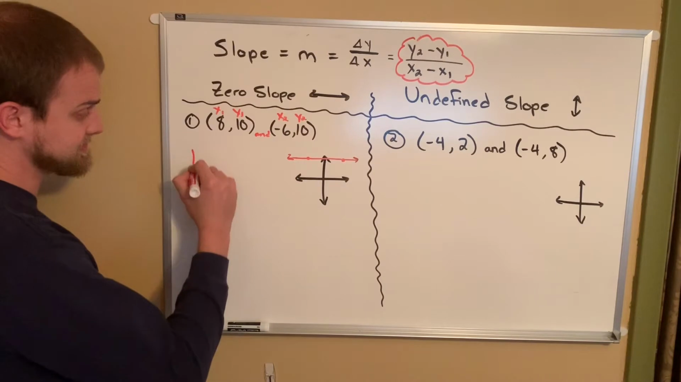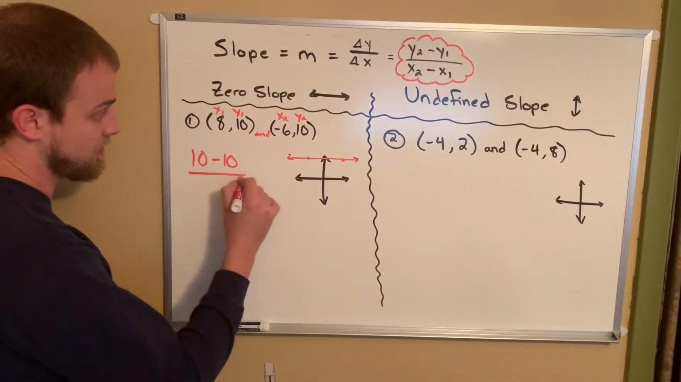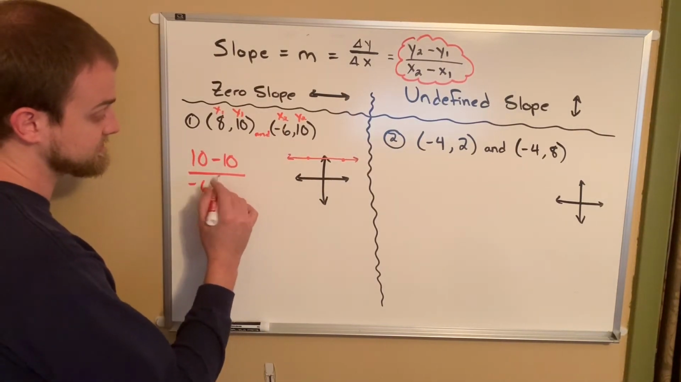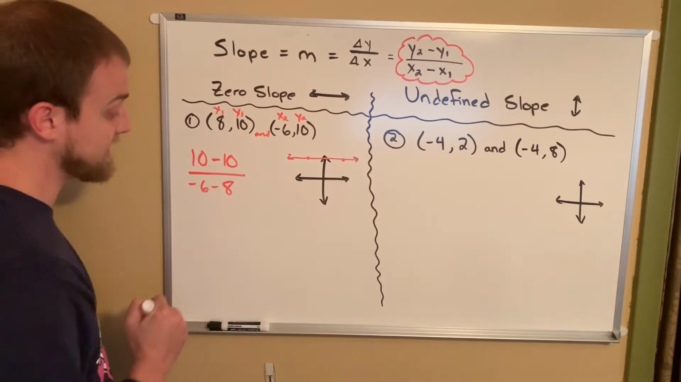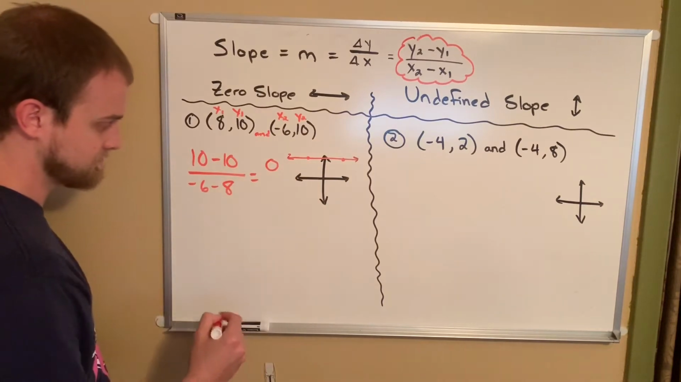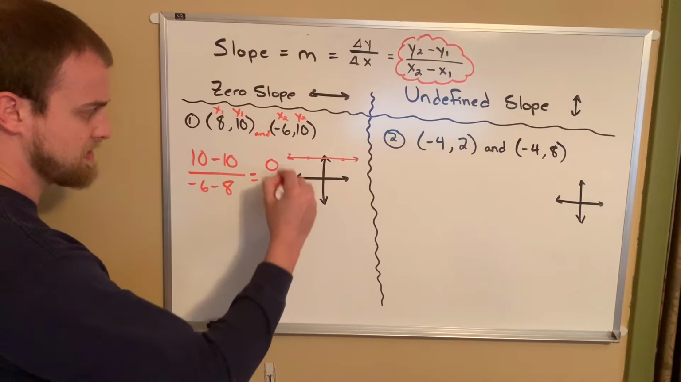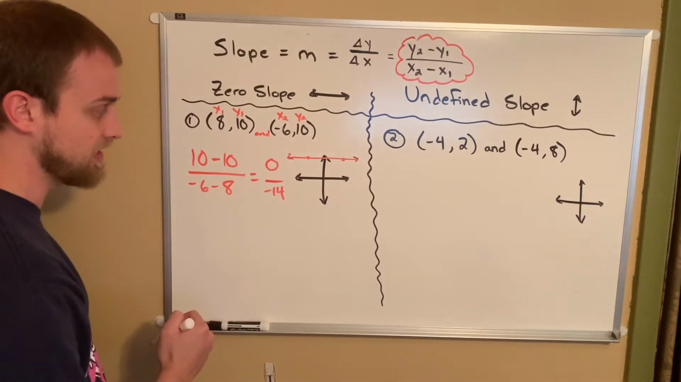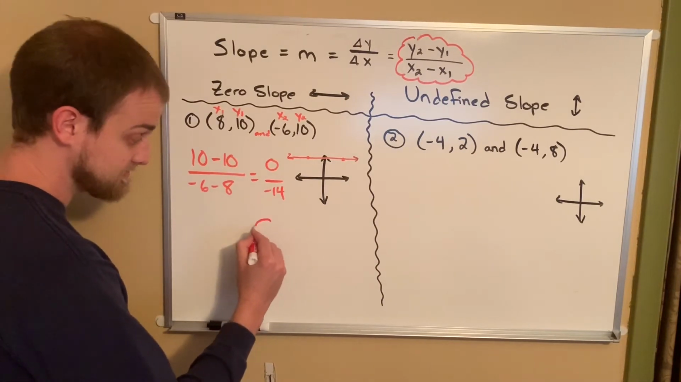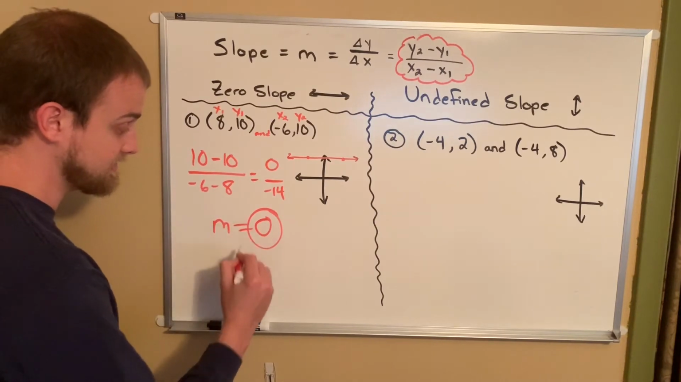My y2 value is 10. My y1 value is also 10. Over, my x2 value is -6. My x1 value is 8. So I'll do -8. When I do this, I get 10 minus 10, which is 0, over -6 minus 8, which is -14. Remember, I have a fraction with 0 in the numerator and a non-zero denominator. So what that means is my slope is 0, or m equals 0.